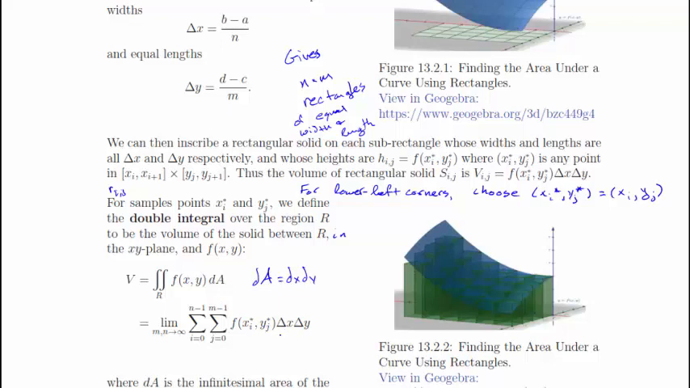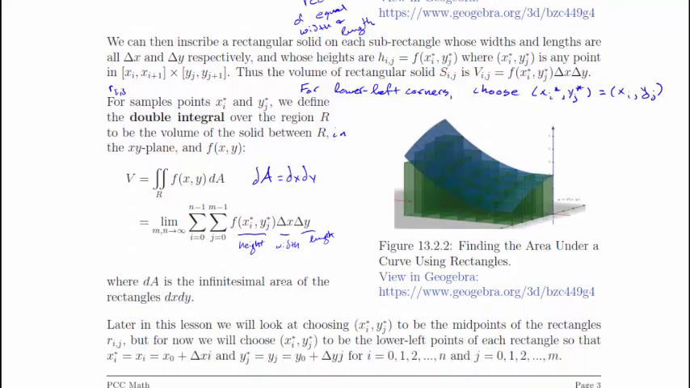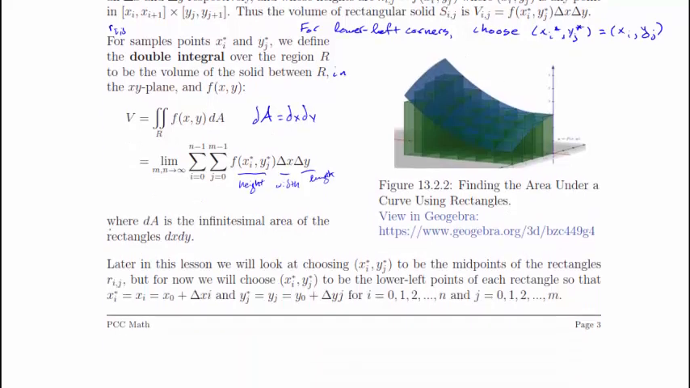So this is the width of the rectangle. This is the length. And this is the height. And we're summing over all of the, j is the lengths, and i is the widths. So we're summing over all of the possible x values and all of the possible y values for all of the possible rectangles, right? And I mentioned that a second ago, where dA is the infinitesimal area of the rectangles, dx dy.